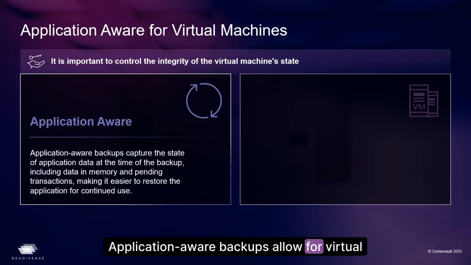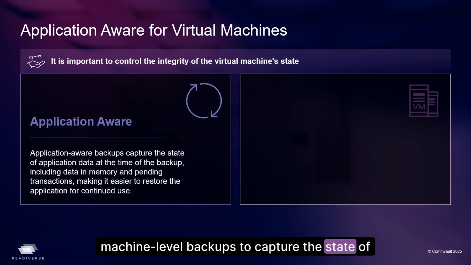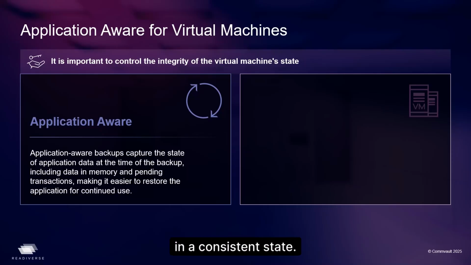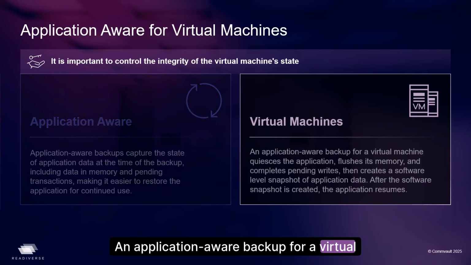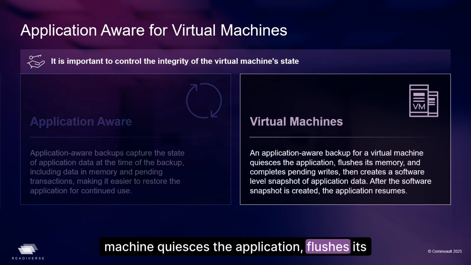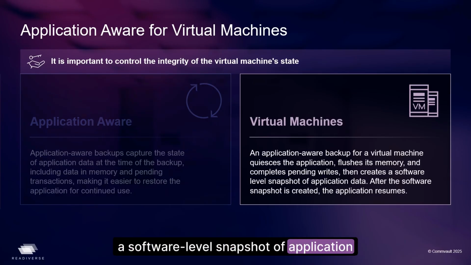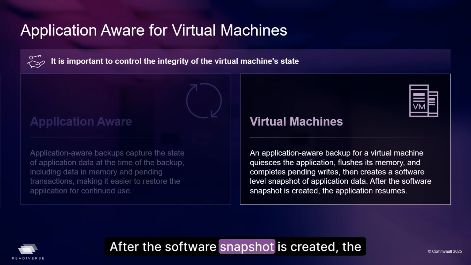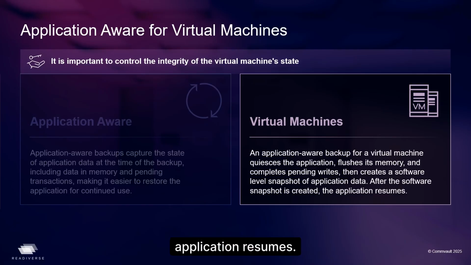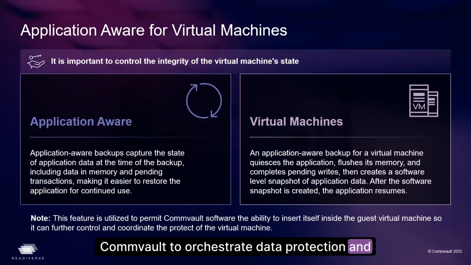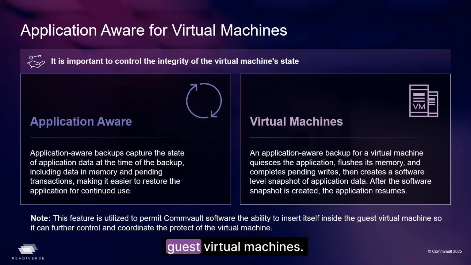Application-aware backups allow for virtual machine-level backups to capture the state of application data at the time of the backup. This includes data in memory and pending transactions, making it easier to restore the application in a consistent state. An application-aware backup for a virtual machine quiesces the application, flushes its memory, completes pending writes, and creates a software-level snapshot of application data. After the software snapshot is created, the application resumes. This feature is important when you need Commvault to orchestrate data protection and recovery at the application level within your guest virtual machines.